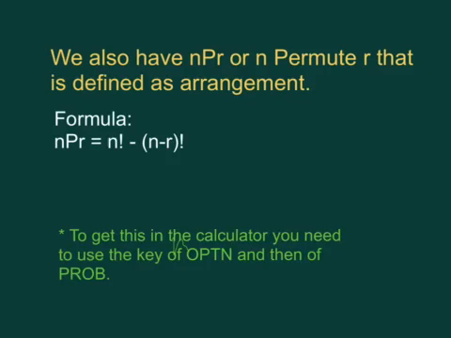And to get this in the calculator, so for example, if you want to find nPr, as well as if you want to find nCr, you will only need to use the option key in your calculator if you have a graphing calculator, and then after clicking option you go to prob, that's probability, and then you're going to find either nPr or nCr, and then you'll only have to put in the numbers.